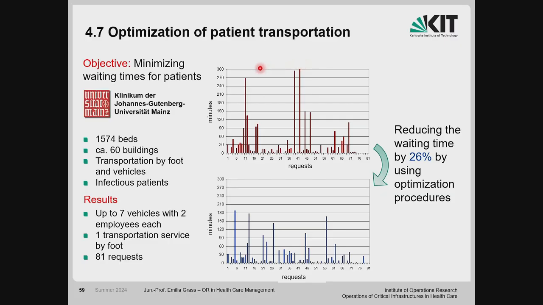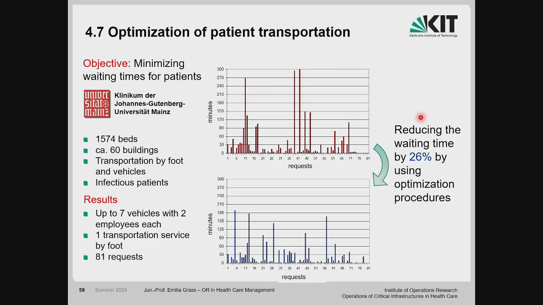And so what was done is to use exactly the algorithm that was just shown, and the dynamic dial-a-ride problem was implemented, and then you can see that waiting time could be reduced by 26% by using these kinds of optimization procedures. Okay, so if you are Amazon, and if you can decrease the waiting time for the customer by 26%, then you are a CEO.